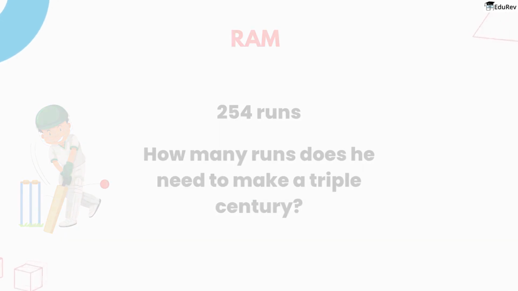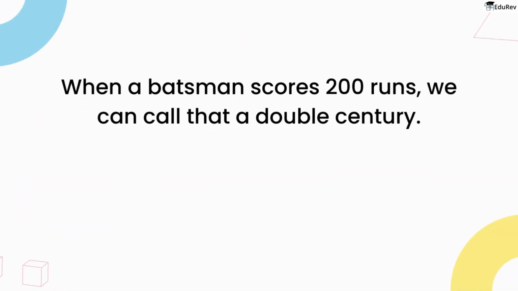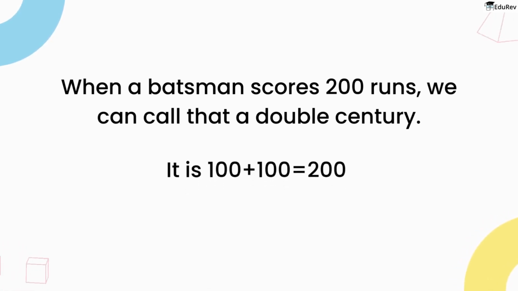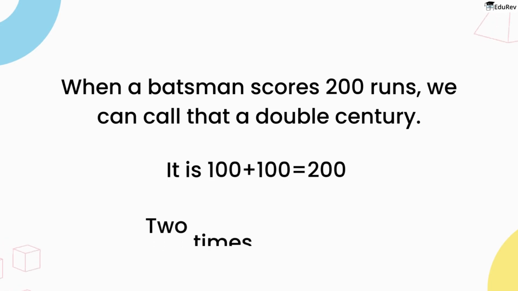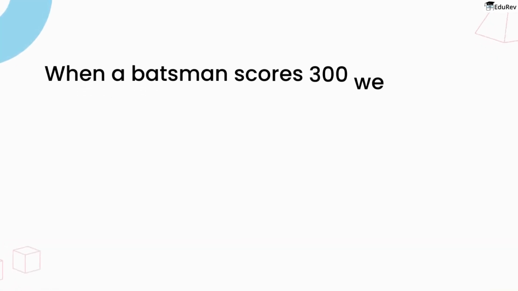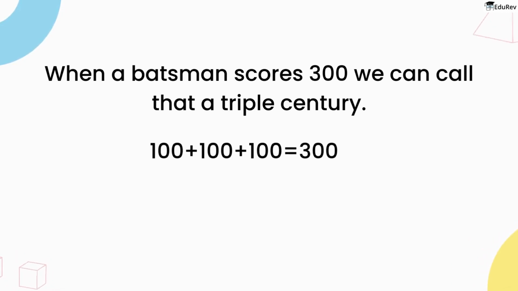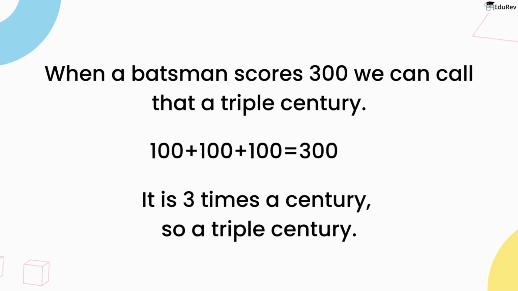Children, when a batsman scores 200 runs, we call that a double century as it is 100 plus 100 equal to 200. So, 2 times a century. When a batsman scores 300, we can call that a triple century. 100 plus 100 plus 100 is equal to 300. It is 3 times a century, so a triple century.